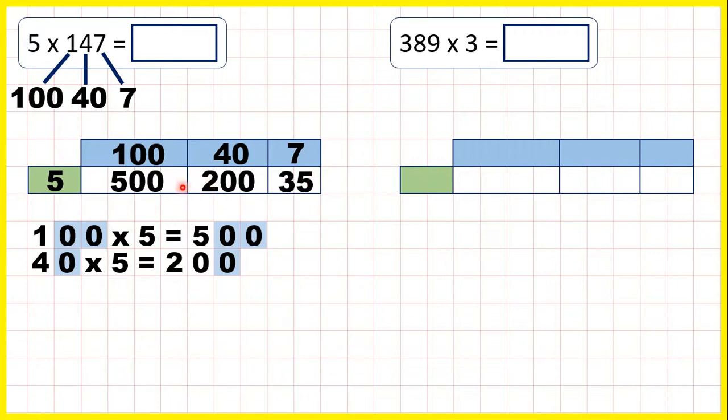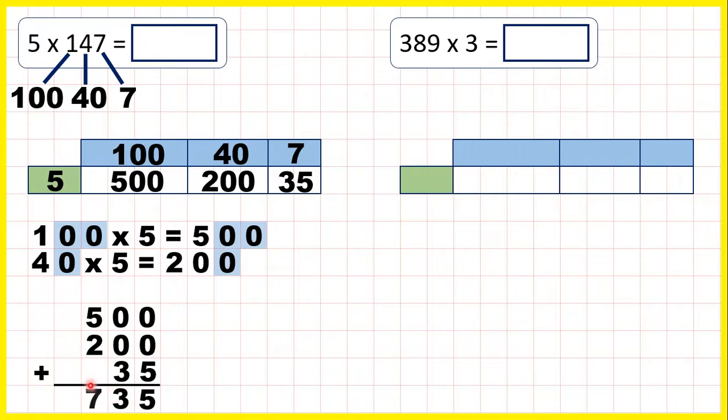So to get our answer, we just add up what's in our boxes. So that's 500 plus 200 plus 35. We can use column addition for this, and that gives us our answer, 735.